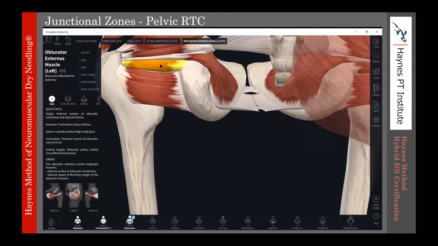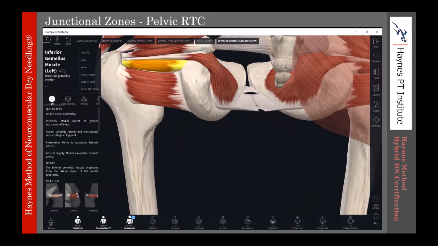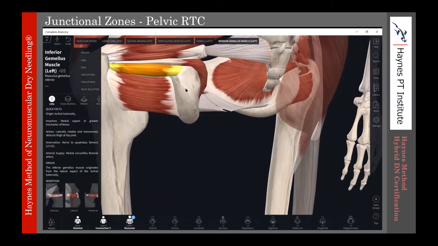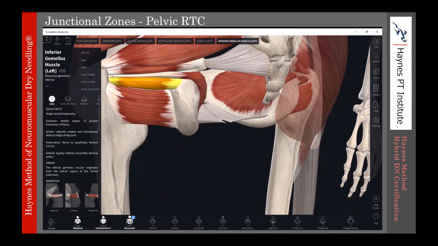So next in line, we'll look at the inferior gemellus. Here, the origin is the superiormost aspect of the ischial tuberosity. It inserts into the medial aspect of the greater trochanter, and again, its action is lateral rotation and transversely abducts the thigh at the hip joint.